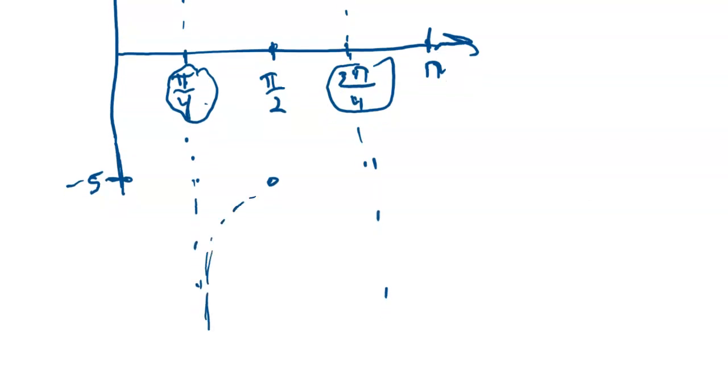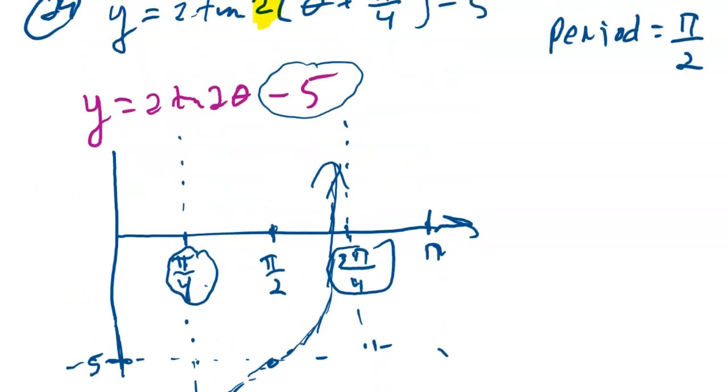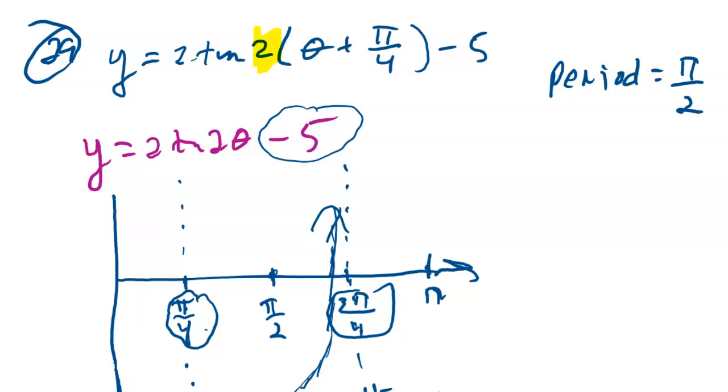This is going to be one period. I'll do it in blue. One period like this. Perfect. And this is -5, I guess that's the midline for tangent. All right, continuing here. So now we have a phase shift of moving left by pi over 4.